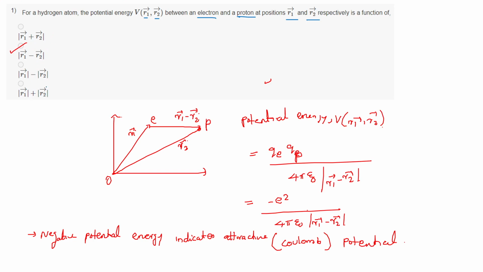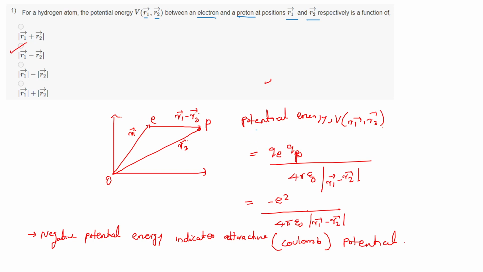So in this, what we have to do, this is a very basic thing, we just have to know the charges. It is nothing but a Coulomb potential, because the electron has negative charge and the proton has positive charge, so it will be a Coulomb attractive force. So we have to know the potential formula, how we will handle Coulomb forces.